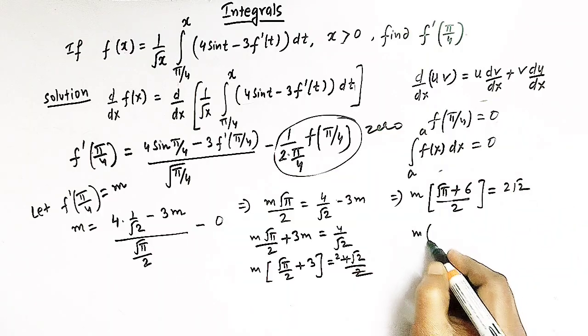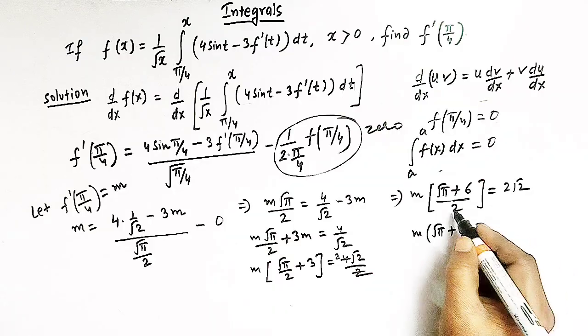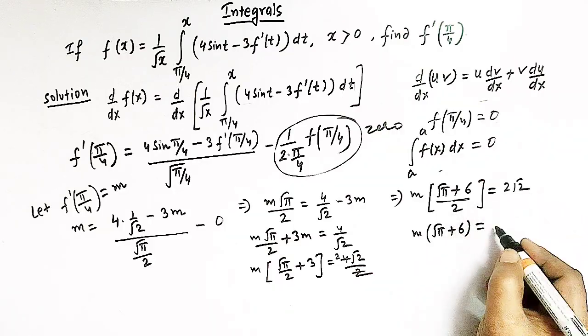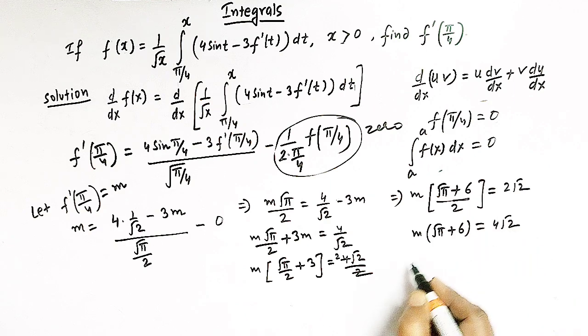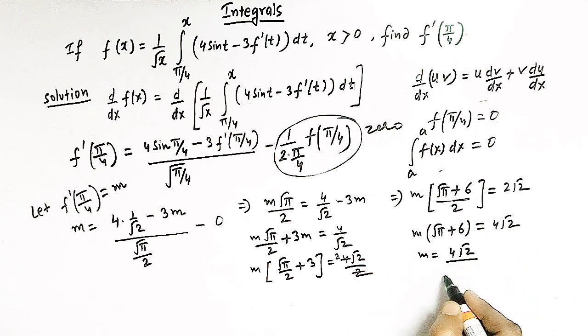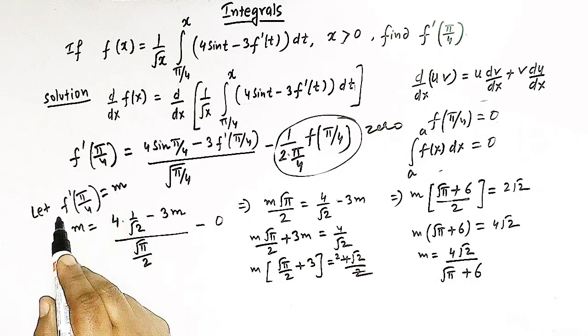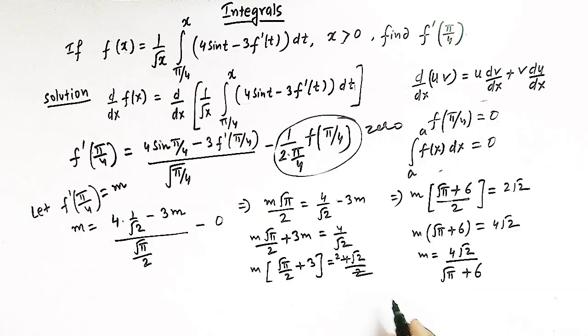So we have m times square root of pi plus 6, that is equal to 2 times 2 root 2 is 4 root 2. So m is equal to 4 root 2 divided by root pi plus 6, and we have assumed that m is equal to f prime of pi by 4.